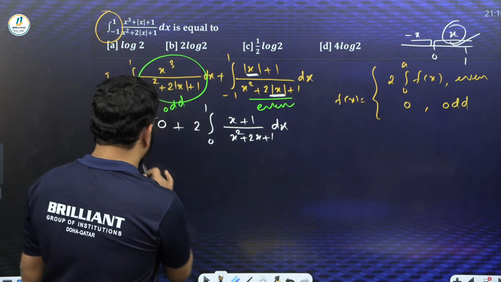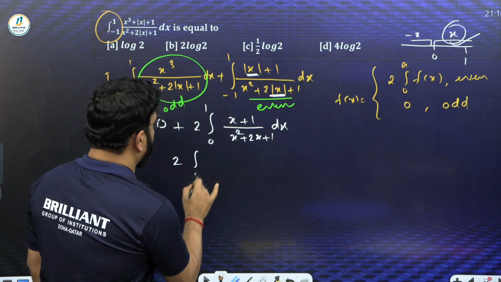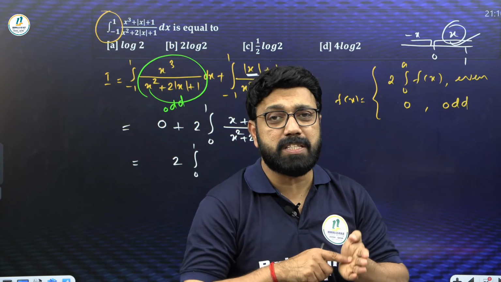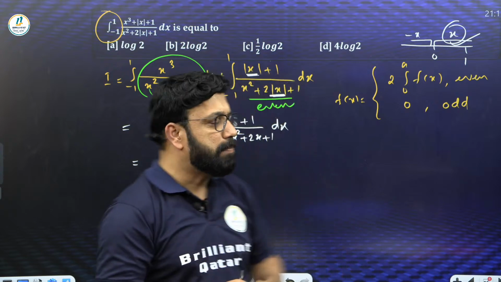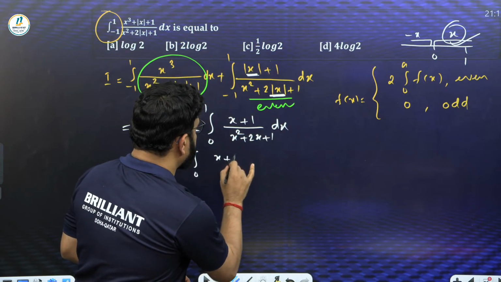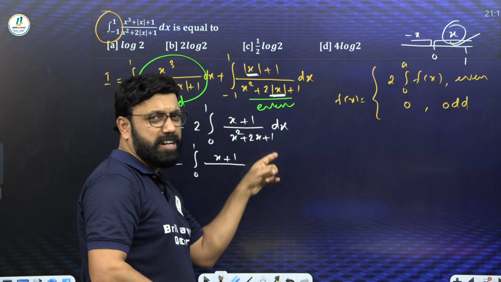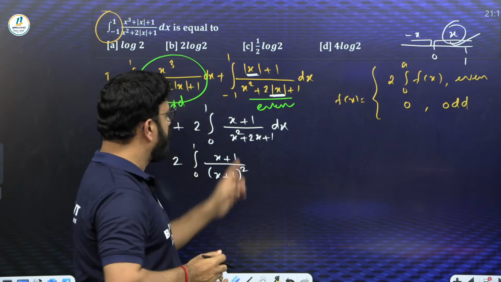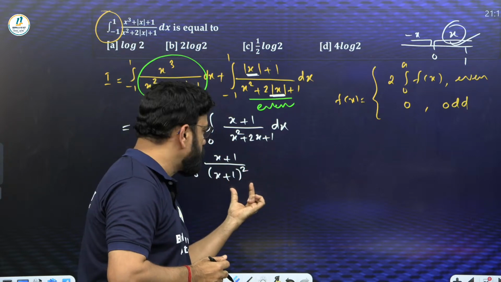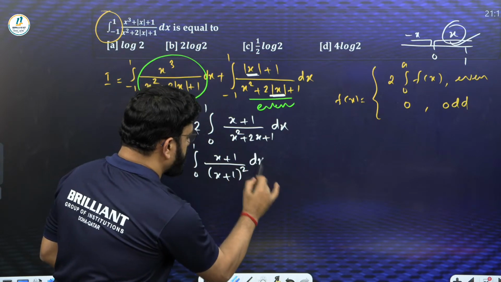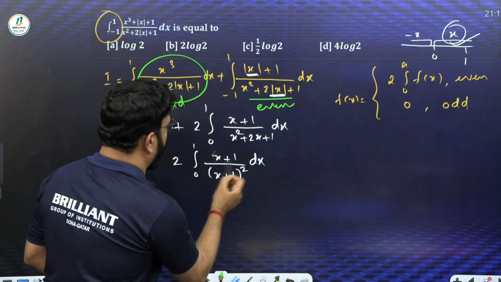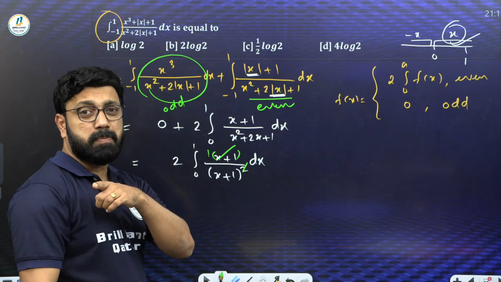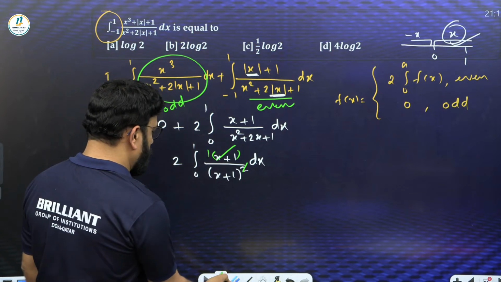Then now 2 into integral 0 to 1 of x plus 1 by x square plus 2x plus 1. Don't go with px plus q by x square plus bx plus c. You know the completing square there. What is the square? x square plus 2x plus 1, a plus b whole square, goes to x plus 1 whole square. First value x square, last value 1 square. So we can cancel x plus 1 with x plus 1 whole square. We get 1 by x plus 1.